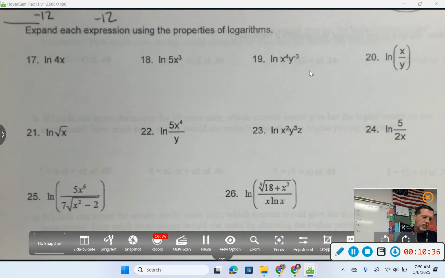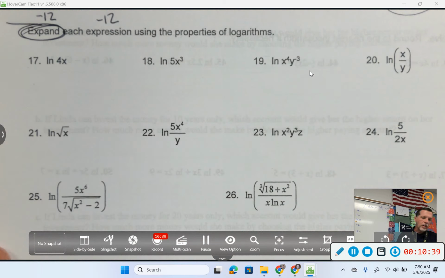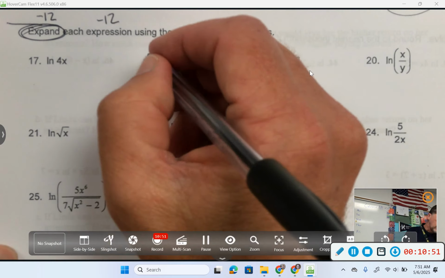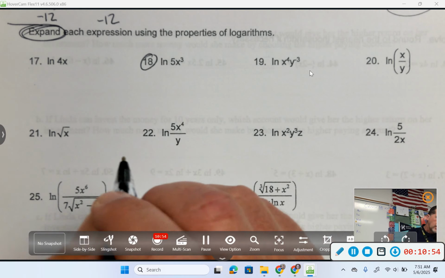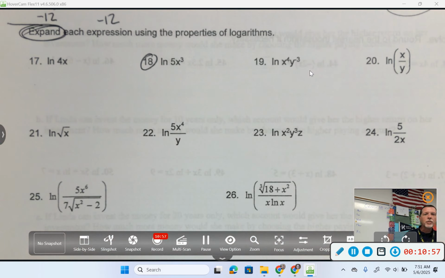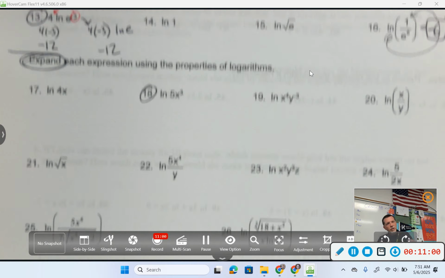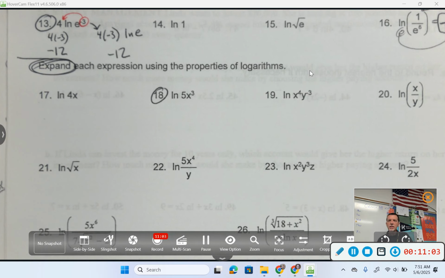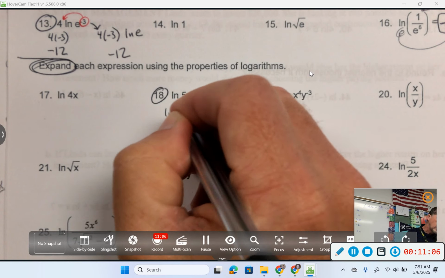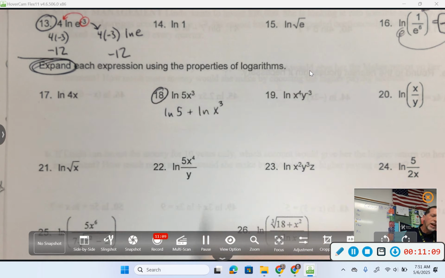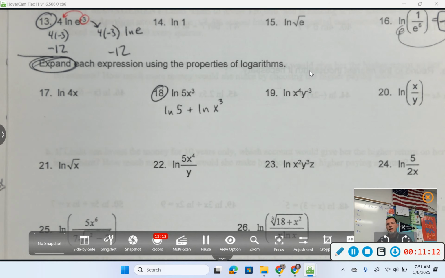Okay, number 17 through 26. Expand. Okay, so we've expanded before. We're still expanding. The rules are still the same, except instead of base 2 or base 5 or base 7, it's base e. And so they work the same way. So let's look at number 18. I've got 5 times x cubed. So what could I do to split apart the 5 and the x cubed? I could add them. So natural log 5 plus natural log x cubed. That's still not expanded all the way. There's one more thing we could do. Put the 3 in front.